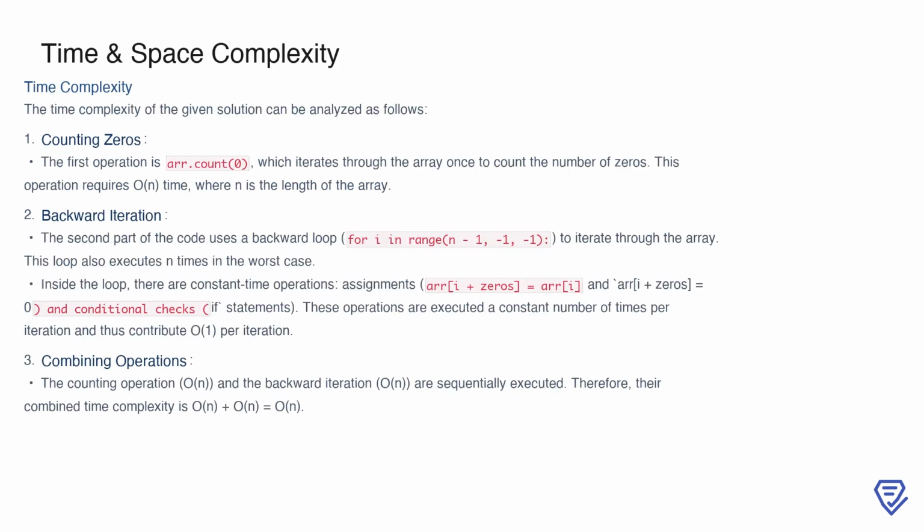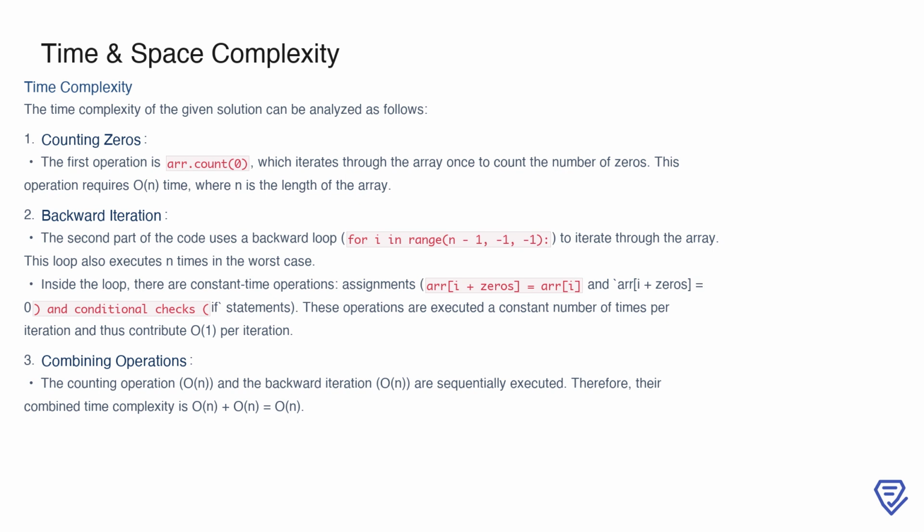To analyze the time complexity of the solution, we start with the first operation, which is counting the zeros in the array using the ARRCount0 method. This requires iterating through the entire array once, resulting in an O(n) time complexity, where n is the length of the array. Following this, the backward iteration is performed using a for loop that iterates from the end of the array to the beginning. In the worst case, this loop will also execute n times.